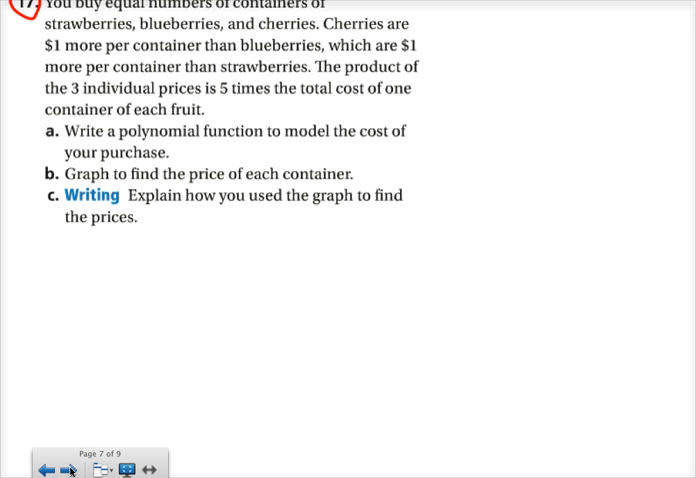Then, number 17, we got a mega word problem here. It says you buy equal numbers of containers of strawberries, blueberries, and cherries.